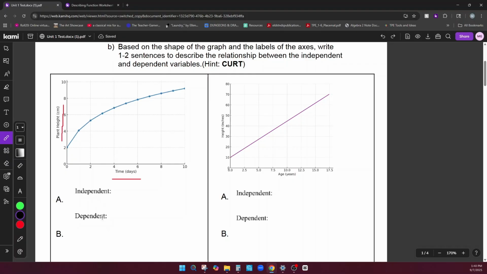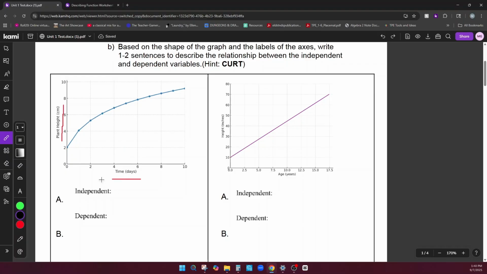Independent and dependent have to do with one affecting the other. One is not affected, and one is affected. Actually, I labeled them incorrectly as I was talking. Our independent is the variable that is not affected. Our dependent variable is the one that is affected. So, in my graph, does my time affect the plant height, or does my plant height affect the time?